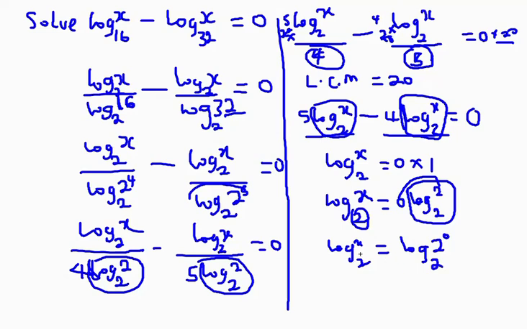So what I can do here now is to compare the two. The rule states that when you have an equation and the base of the logs are the same, then you can equate the numbers. So x here will equal 2 to the power of 0, x equals 2 to the power of 0, and x equals 1.